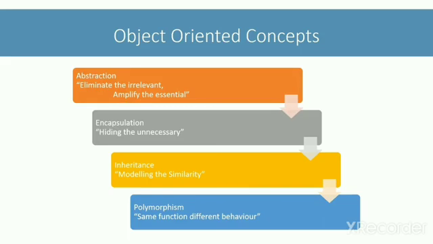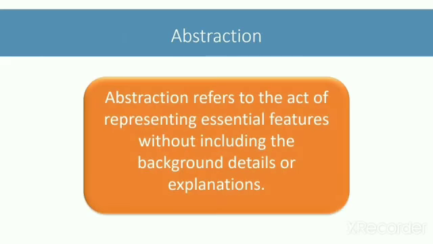Remember, I said we will be diving deep into object-oriented paradigm, and just a single sentence definition doesn't help much in understanding these concepts. So let's take each one of them at a time and try to understand them in detail. We will start with abstraction. Abstraction refers to the act of representing essential features without including the background details or explanations. The core things here are essential features and not including background details. Let's first try to understand the essential features part.